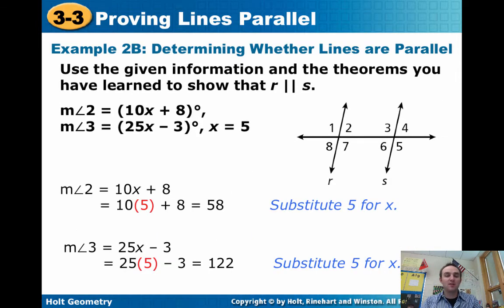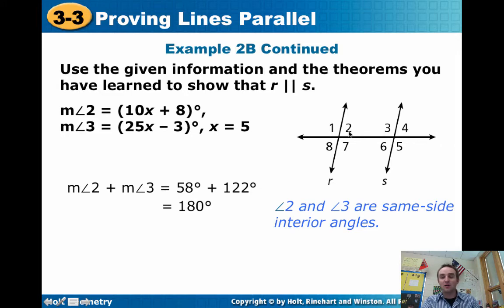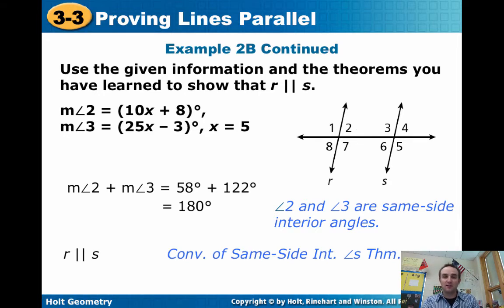The next one is the same idea that we did before, where they give us the angle measures in expression form and they tell us what x is. We plug it in, and we figure out that our two angles are 58 and 122. Notice that we're talking about angles 2 and 3 here. You should know what type of angles those are. If we add those together, they're going to equal 180. Since they equal 180 and they are same side interior, we can now use the converse of the same side interior angles theorem to show that R is parallel to S.